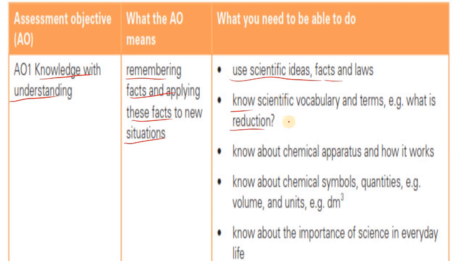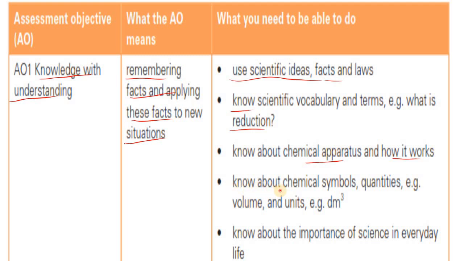You must remember these vocab and terms. Know about the chemical apparatus and how it works, like what is the function of a beaker, what is the function of a burette, pipette, conical flask, volumetric flask, measuring cylinder. You must identify the apparatus initially, and then you must know what is the function of this apparatus.